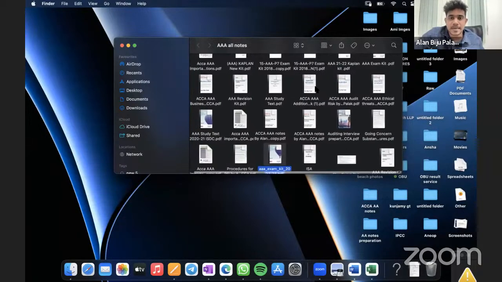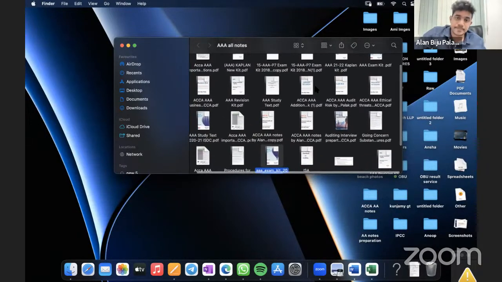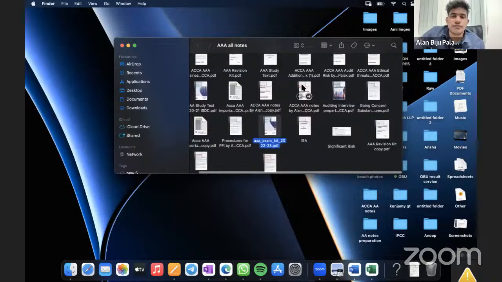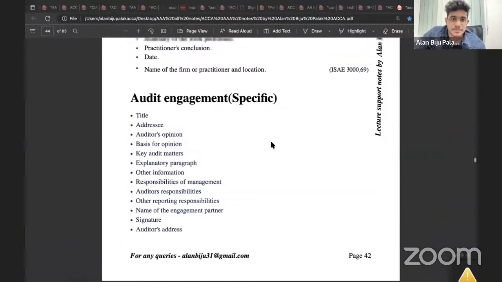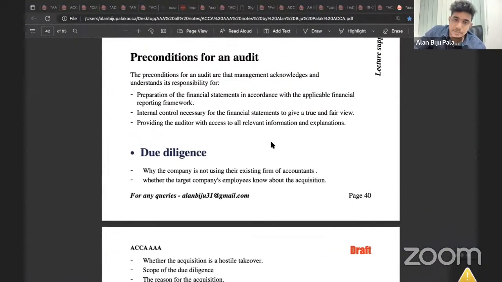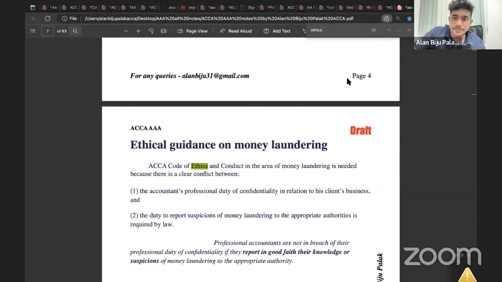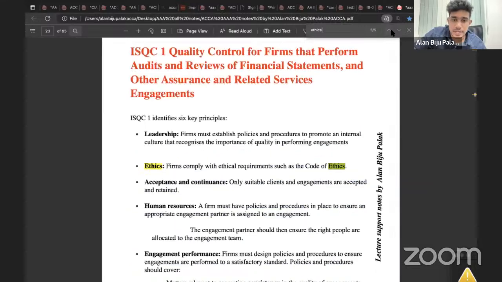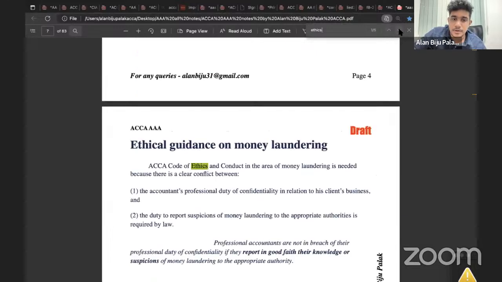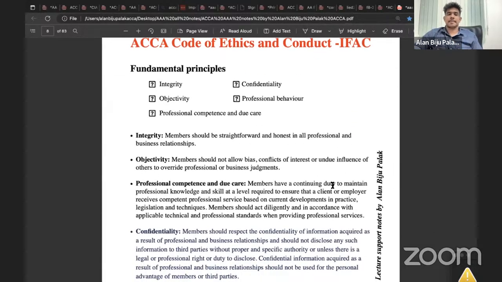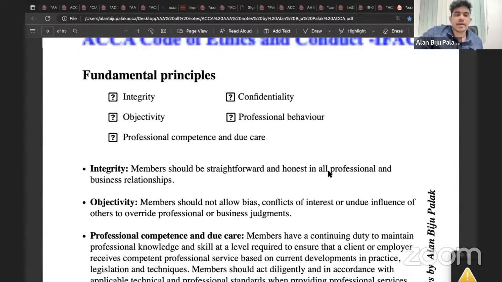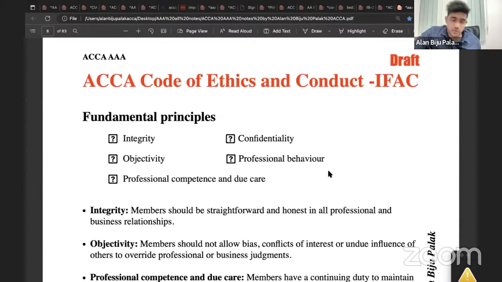So basically, when it comes to the area of ethics, what are the fundamental ethical principles that have to be followed by every ACCA? Integrity, objectivity, confidentiality, professional behavior, professional competence and due care. So these are the 5 fundamental ethical principles that have to be followed.